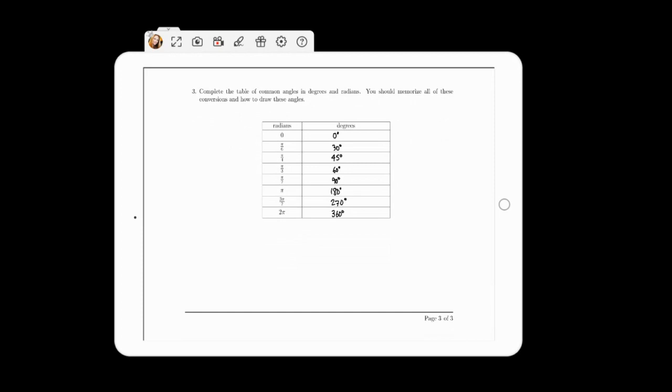Okay, if that was a little too fast, you're welcome to use the conversion every time. So this is 0. This is pi over 6, which is 30. Pi over 4. Pi over 3. Pi over 2. Pi. 3 pi over 2. And 2 pi, which is back at 0. So I expect you all to be familiar with these particular angles moving forward.